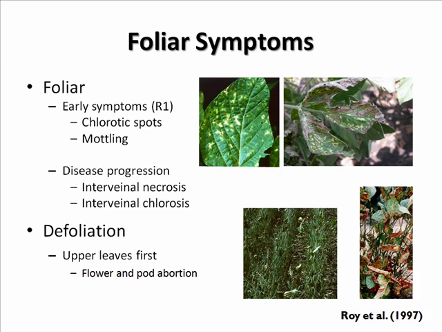Moving from the roots up to the shoots, now that the phytotoxin has moved up through the xylem system, we get foliar symptoms. Typical foliar symptoms occur early on in the growing season, around R1, the first reproductive stage of the soybean plant. These symptoms are chlorotic spots, as you can see there in the top left, and then you also get leaf mottling. As the disease becomes progressively worse, we start to see interveinal chlorosis and necrosis.